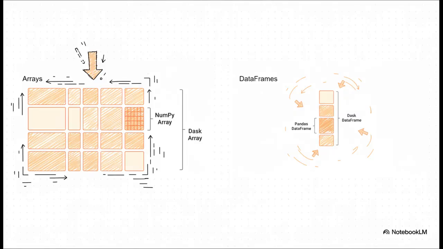The secret to scaling is actually pretty simple. Dask breaks big things into lots of small things. A huge Dask array is just a grid of smaller, manageable NumPy arrays. And, you guessed it, a massive Dask data frame is nothing more than a collection of regular Pandas data frames all stuck together. Dask then runs your computations on all these small chunks at the same time, in parallel.